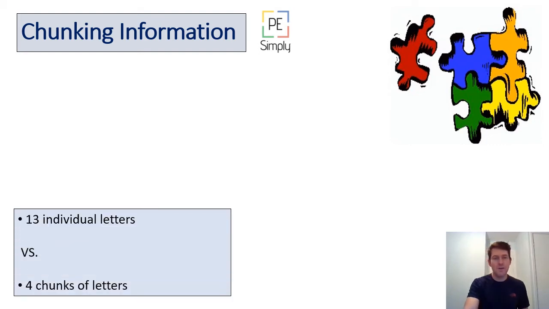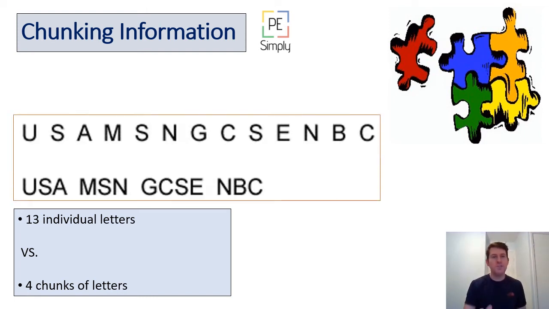Okay, so there were 13 letters on the screen. How many do you think you got? Ultimately, there are 13 individual letters, or if you decided to chunk the letters, you could have done it in 4 different chunks. So there's 2 ways of looking at this information here: 13 individual letters, or a more approachable method, chunking information. And when we revise, that's what we need to do. We need to chunk that information into small clumps, small bits that are going to be more manageable.